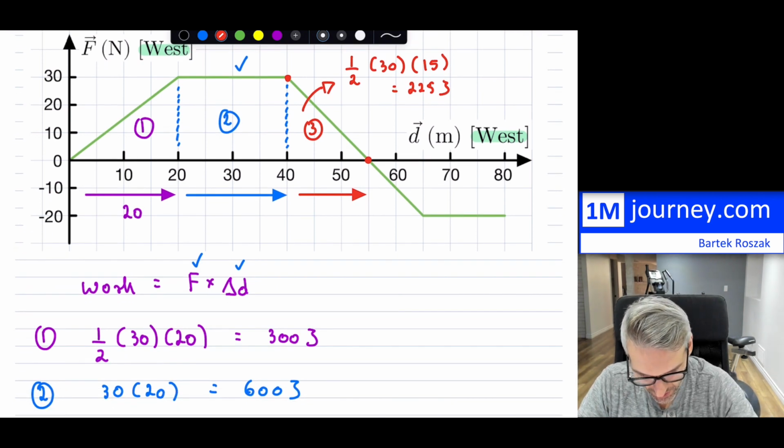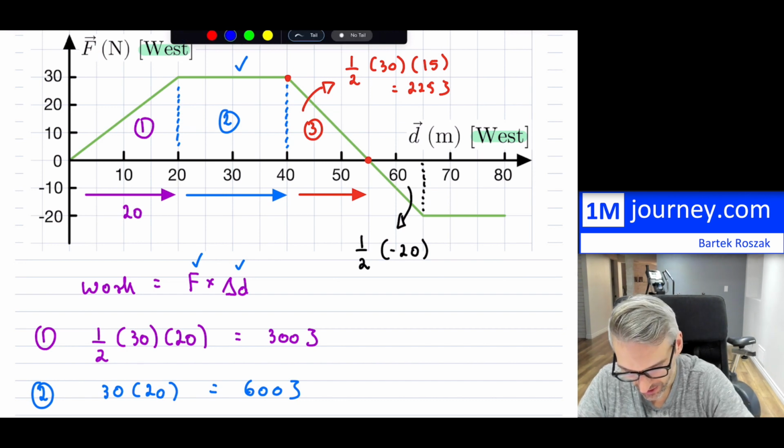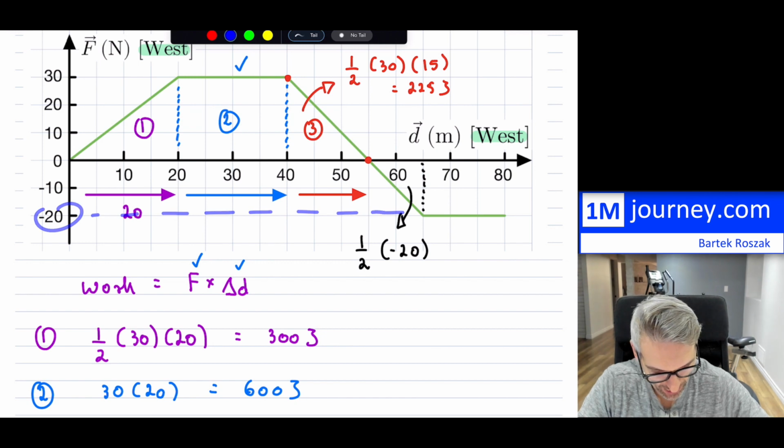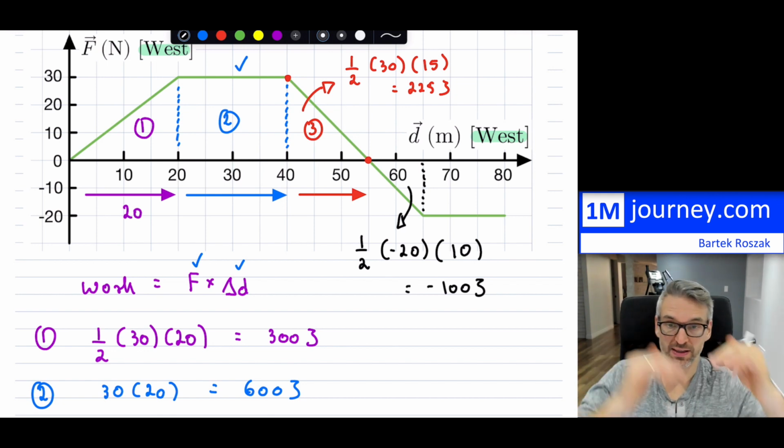Your next piece, as you're moving along, is going to be this little piece over here. Now this is a triangle again, so it's 1/2. Notice it goes to, now be careful, because now it's -20 there, right? So the actual force, I'm reading that off from the graph itself, is -20. And then how far of a displacement does it go? Well, it goes from 55 to 65, so that's 10 meters. And so for this one, it's going to be -100 joules. Now it's negative because it's on the negative side, right?